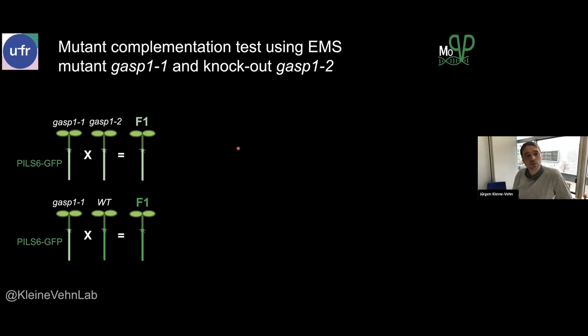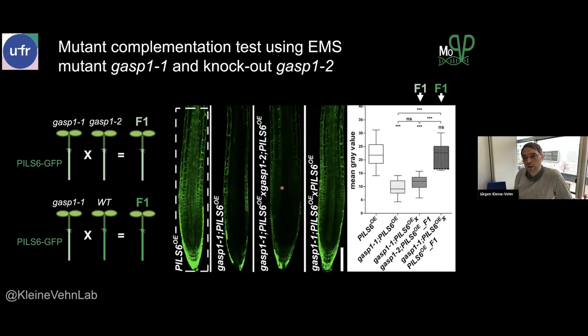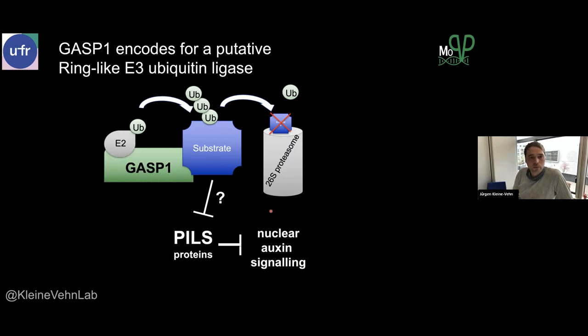But we went on, and we confirmed that this gene is actually causal for the phenotype. We did that by analyzing the F1 cross between the GASP1-1 and the GASP1-2 allele. Assuming that if they both hit the same gene causing this phenotype, then the F1 generation should look alike. The control cross was a GASP1 cross with the wild type, which should look different in the F1. So this confirmed that indeed we identified the right gene that is causal for the downregulation of the PILS proteins. All right, so at this point, we thought very likely GASP1 is controlling the abundance of some unknown factor, which we call here substrate. And this factor is indirectly affecting the protein abundance of the PILS.